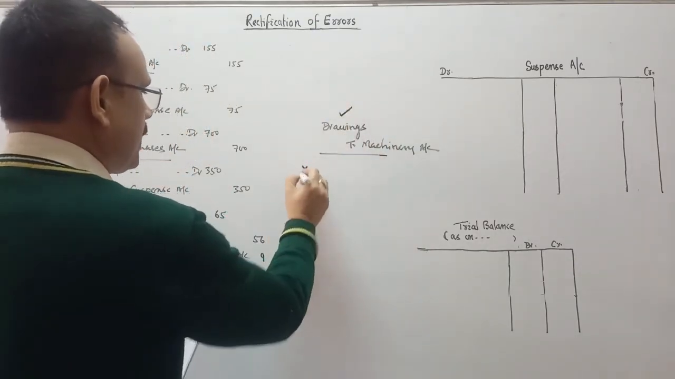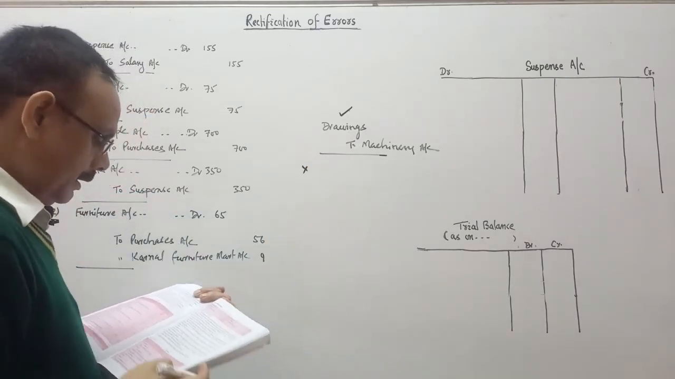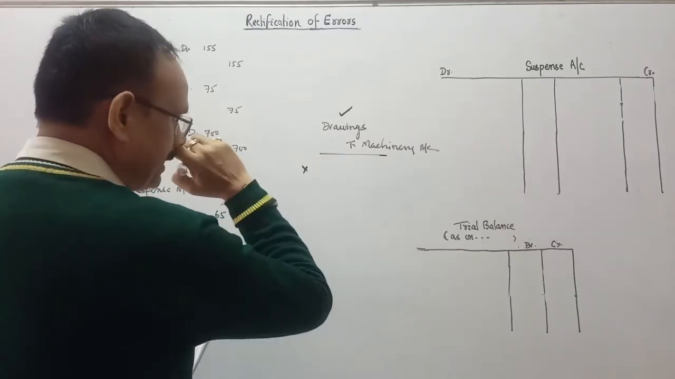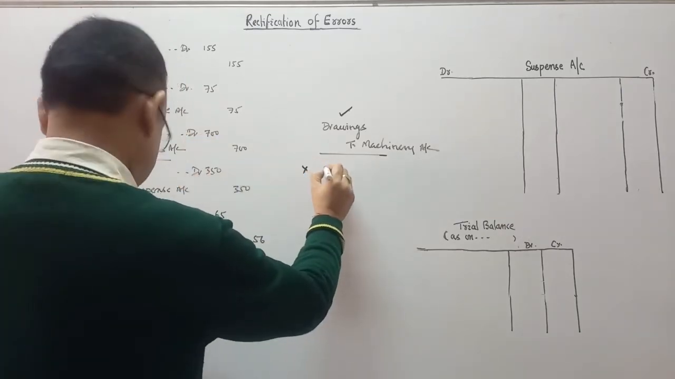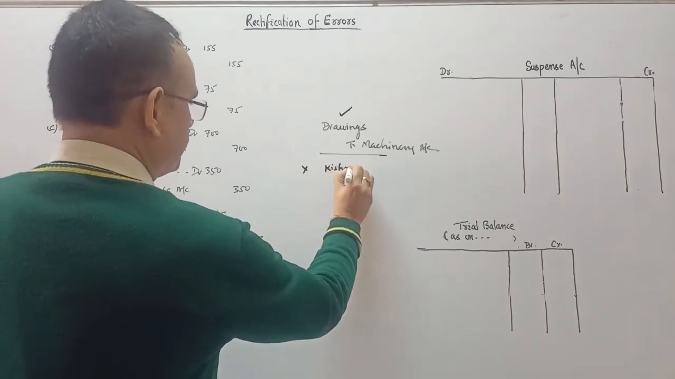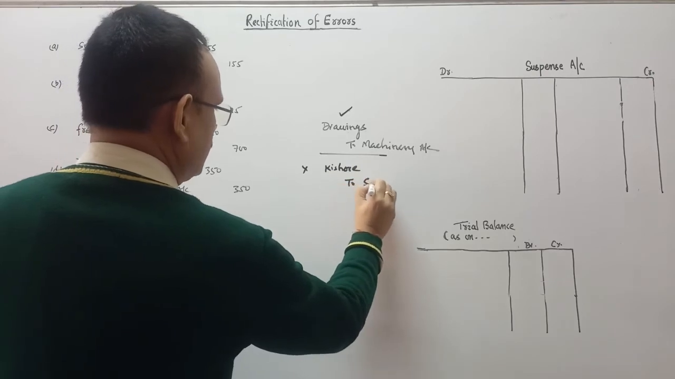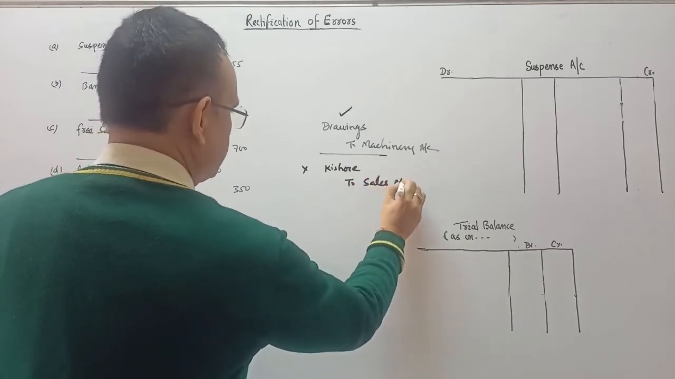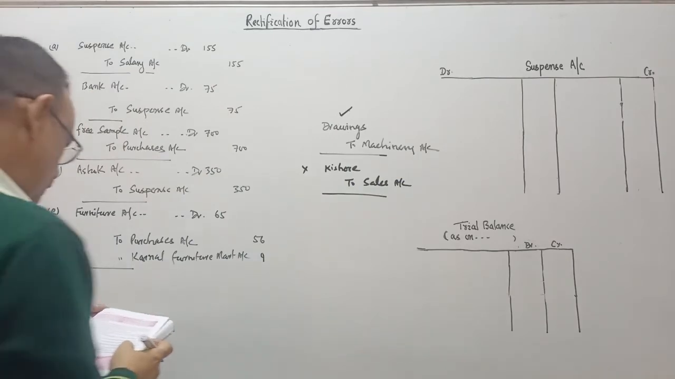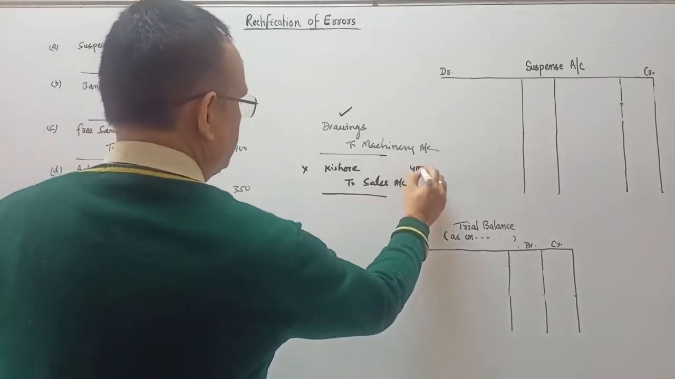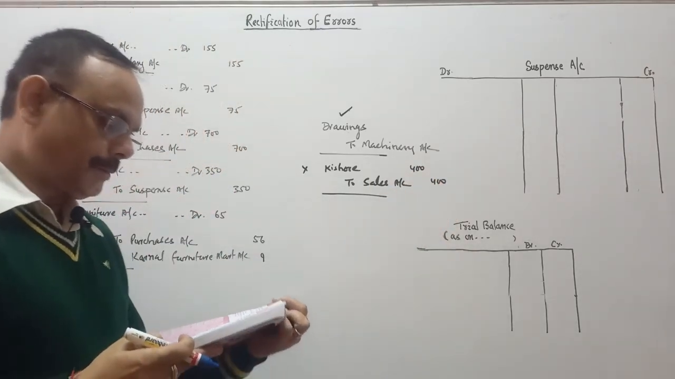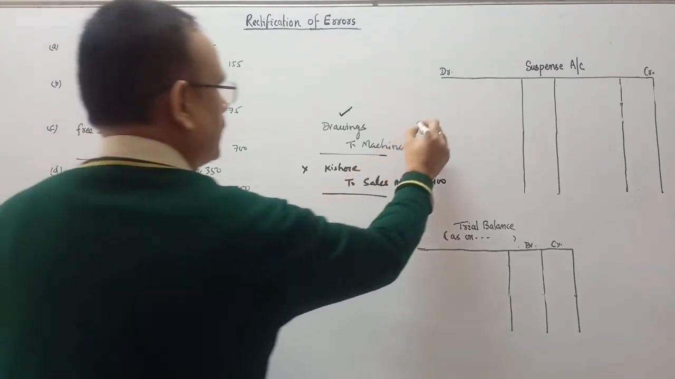But what is the wrong entry passed by the accountant? It was entered in the sales book, so in the sales book it is entered as Kishore. Kishore account debit to sales account 400. So old machinery sold to the proprietor Keshav for rupees 400.